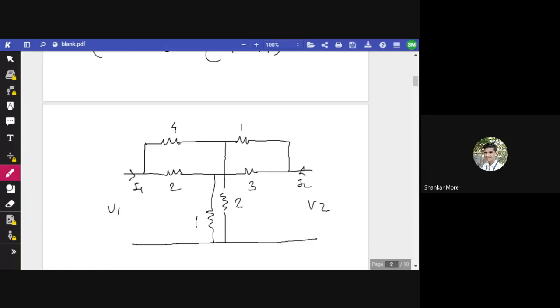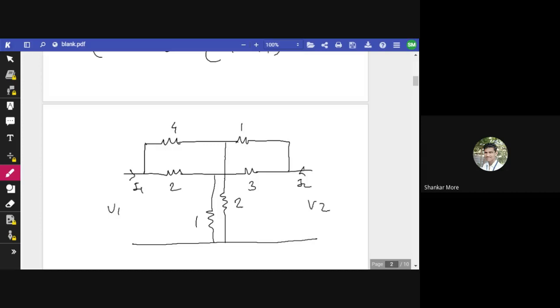So this is a parallel arrangement. Don't you think so? Is it parallel or series? This is a parallel arrangement. That is the first thing we have to understand. Now, when there is a parallel arrangement, what happens in such a case? Y parameters get added.